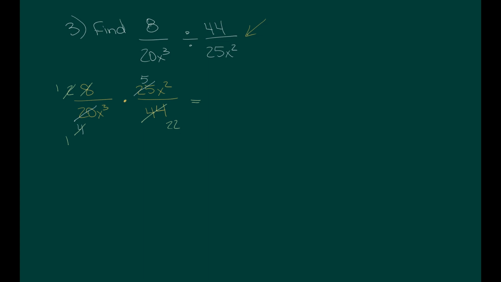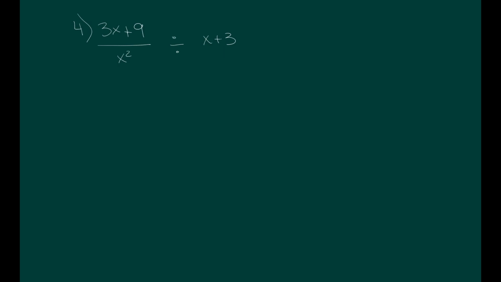So in the numerator, I have 1 times 5, so 5x squared. In the denominator, I've got 1 times 22, so I'm going to have 22, and then I have x cubed left. Well, we know from dividing monomials that you subtract your exponents. So I'd have 5 over 22, and then I've got 2 x's in the numerator and 3 in the denominator, so if I simplify, I'd be left with 1 in the denominator.